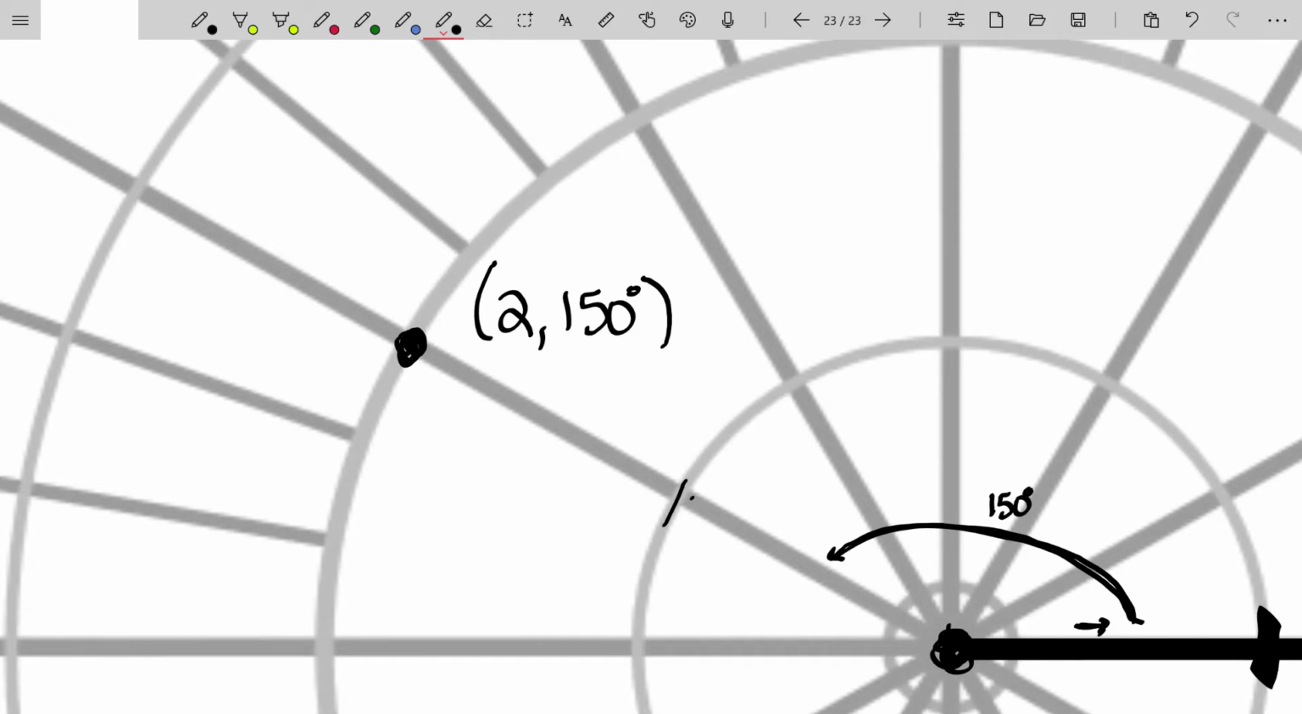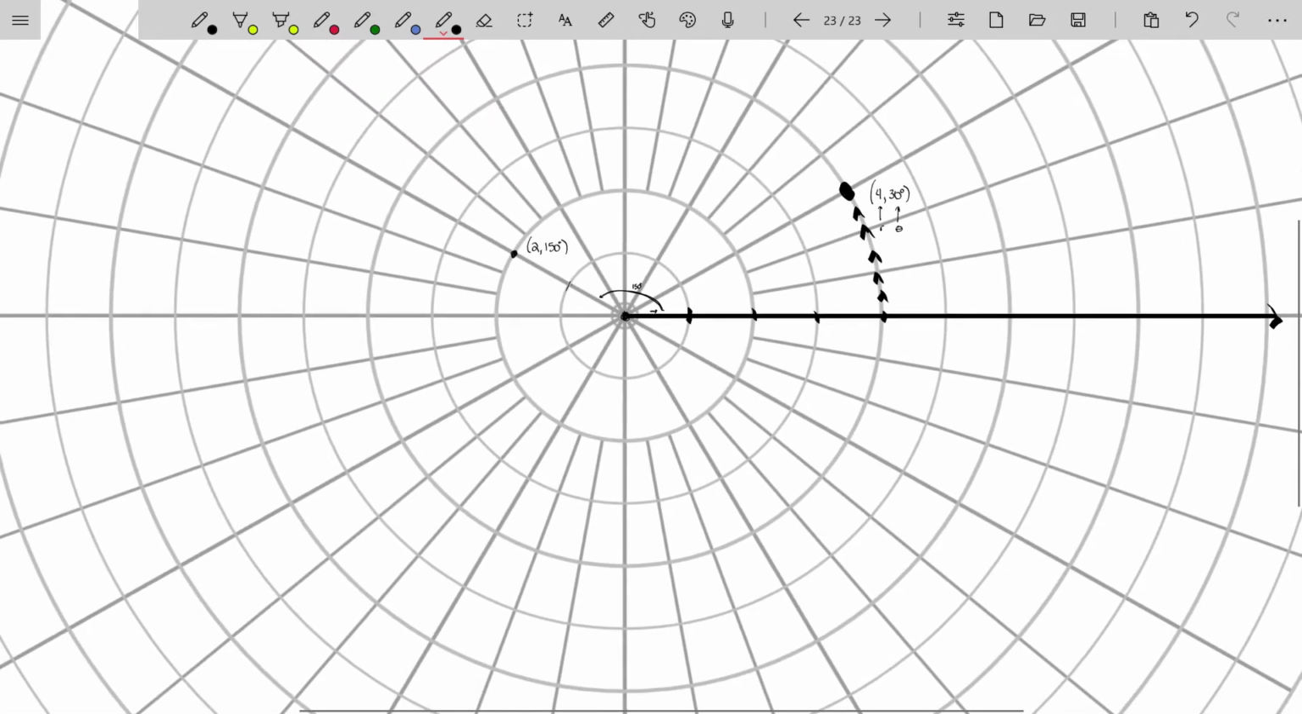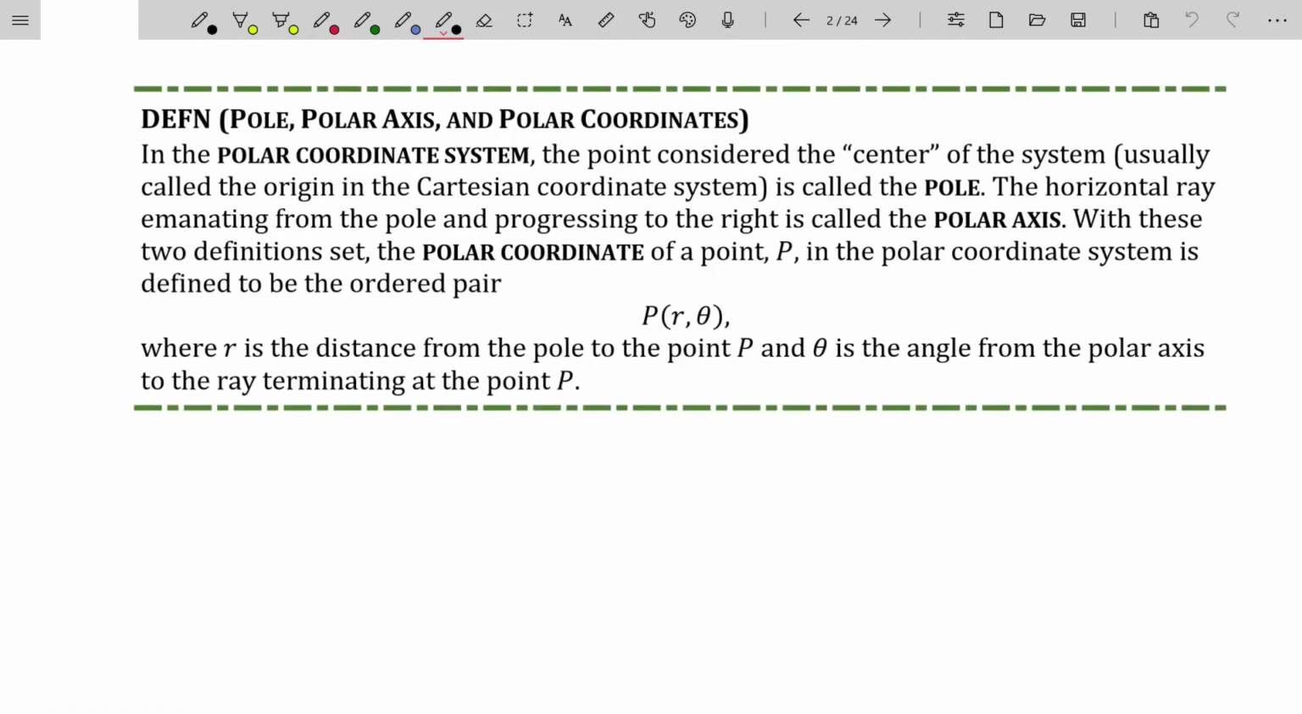So let's go ahead and at least get the official definition down. Then we'll take some examples to really solidify the mindset. Well, I shouldn't say official definition, but it's pretty close. This is the definition that I wrote. In the polar coordinate system, the point considered the center of the system, usually called the origin in the Cartesian coordinate system, is called the pole, which I've just said on a previous page. The horizontal ray emanating from the pole and progressing to the right is called the polar axis. That would normally be our positive x-axis.